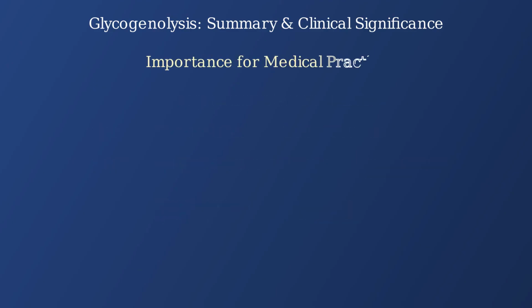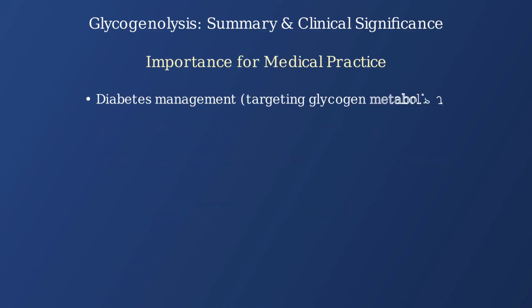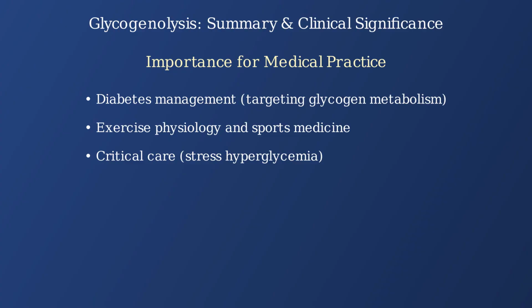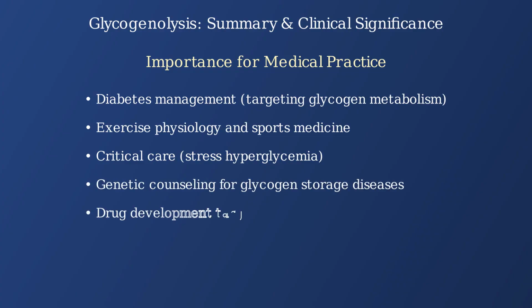Understanding glycogenolysis has significant implications for medical practice. It's crucial for diabetes management, where disrupted glycogen metabolism contributes to glucose dysregulation. It's essential knowledge for exercise physiology, sports medicine, and critical care, where stress can induce hyperglycemia through accelerated glycogenolysis. It informs genetic counseling for glycogen storage diseases and enables drug development targeting specific steps in the pathway.